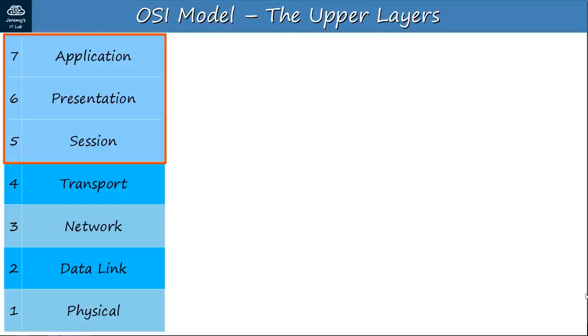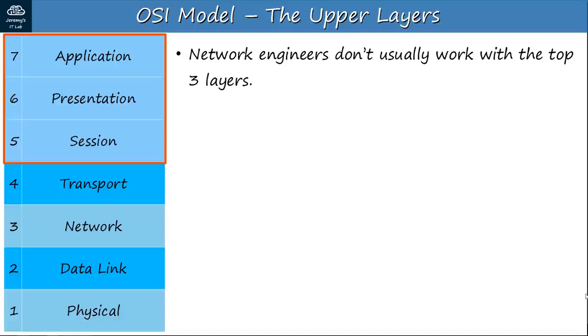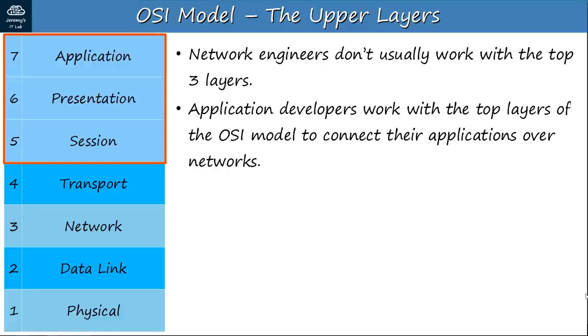So, we've looked at the top 3 layers of the OSI model. From top to bottom, application, presentation, and session. It's important to know what the functions of these layers are, but actually, network engineers don't really work with these layers of the OSI model. That is the job of application developers. Application developers work with the top layers of the OSI model to connect their applications over networks.